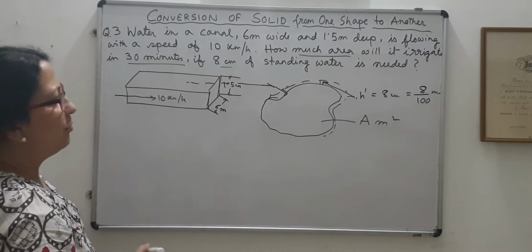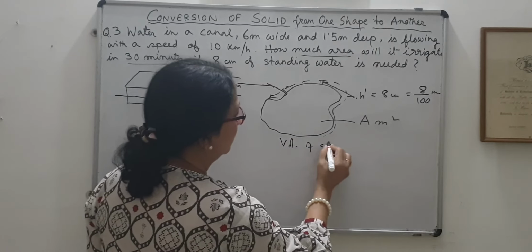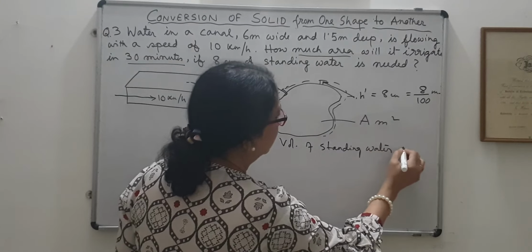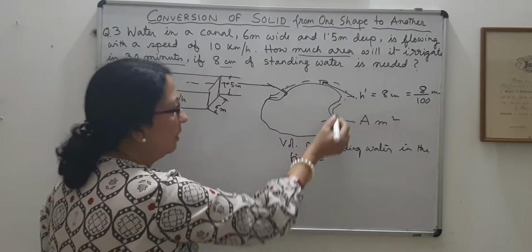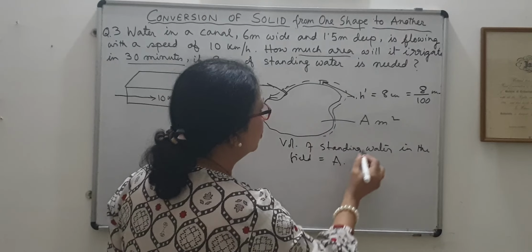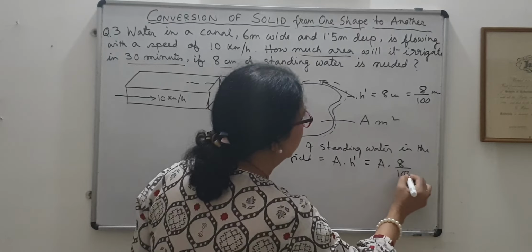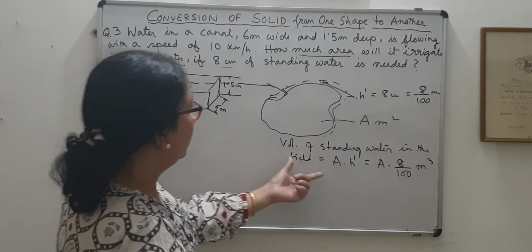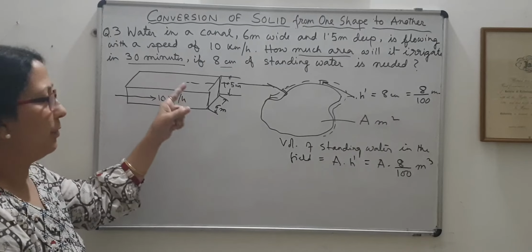So obviously the volume of standing water in the field will be area of the field into height of the standing water. So it will be this area into this h dash, that is A into 8 upon 100 meter cube. This will be the volume of water standing. Now this much volume of water is coming from this canal in 30 minutes, that is in half an hour. So how to find out?